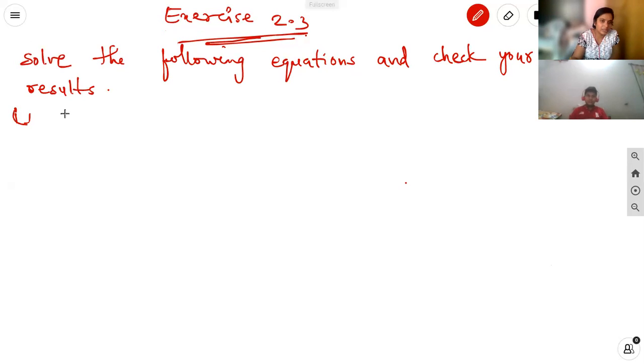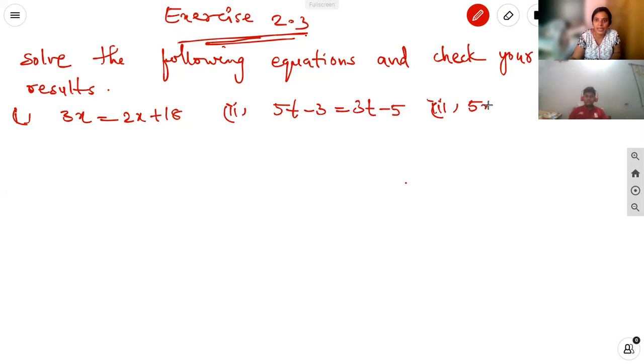The first question, 3x equal to 2x plus 18. Second one is 5t minus 3 equal to 3t minus 5. Third one, 5x plus 9 equal to 5 plus 3x.